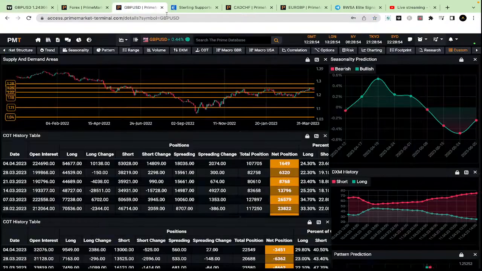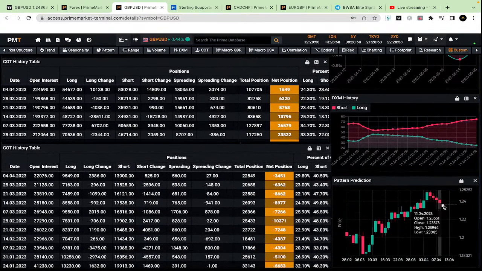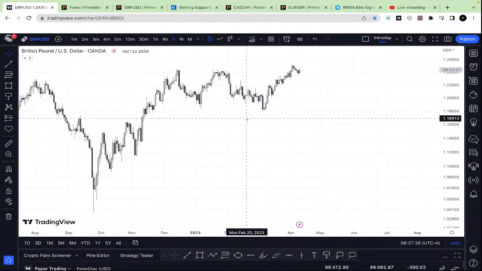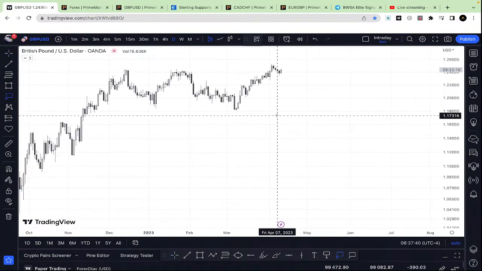We can find that predicted level and pair that with where the orders are actually being placed. So we have a low, we have a bearish predicted candle, basically a rejection to have a continuation. You can obviously tell this is deep in discount territory. We have a low of 123.085, and we'll mark that up on the chart real quick. The daily, 123.085.